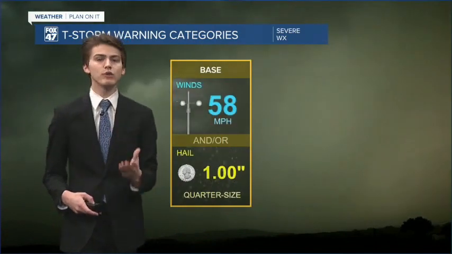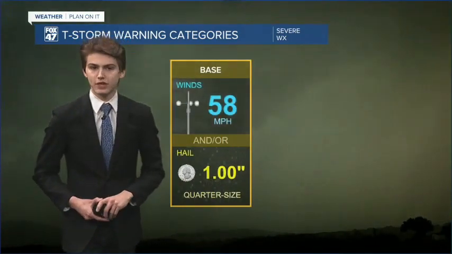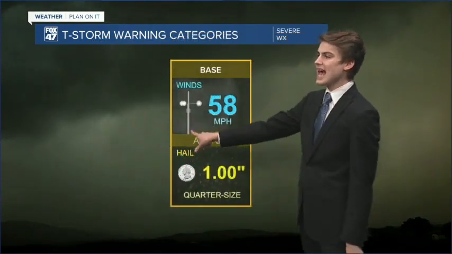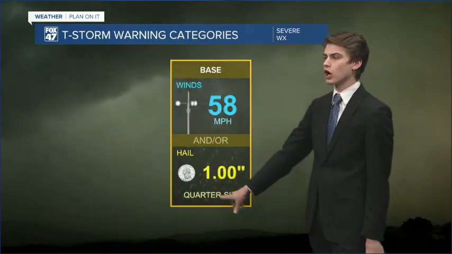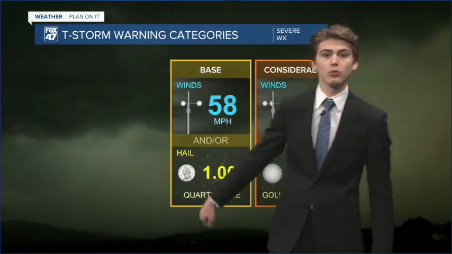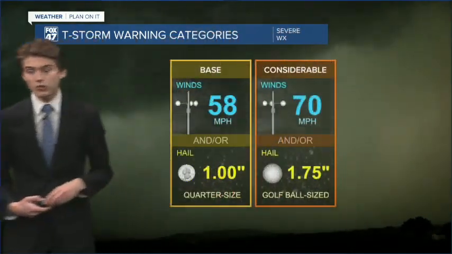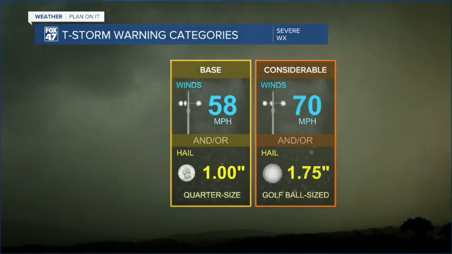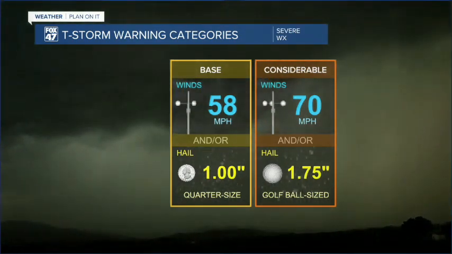Now, how do we warn you about these severe thunderstorms? We have a few categories here. Our base category has winds at about 58 miles per hour and/or 1-inch quarter-sized hail. Another one is the considerable category, where winds are at about 70 miles per hour, which you could hear sirens possibly, and/or golf ball-sized hail.